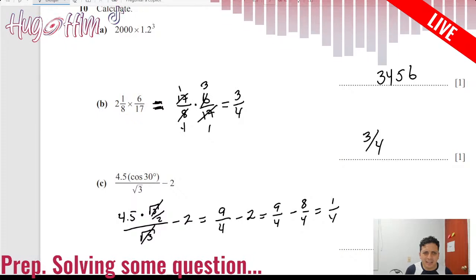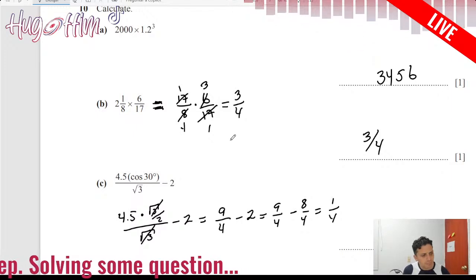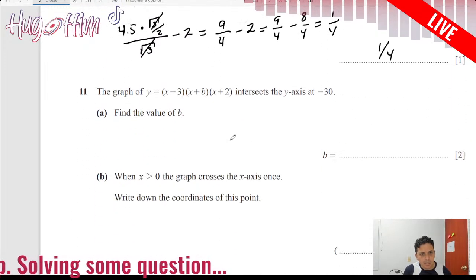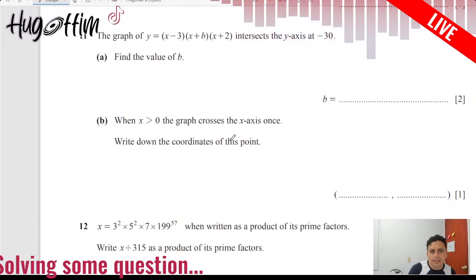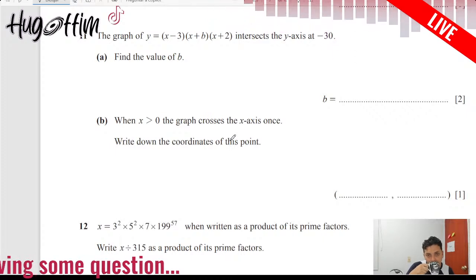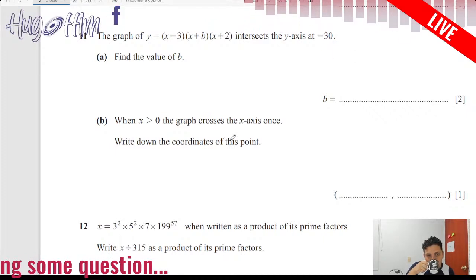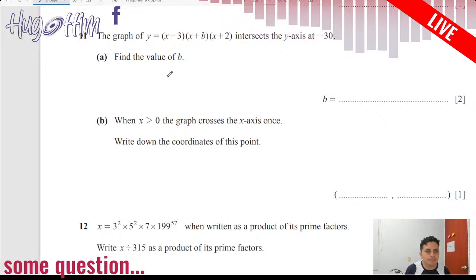That made me think that it's possible to do the first one without a calculator, you know? Okay, the graph of y = (x - 3)(x + b)(x + 2) intersects the y-axis at negative 30. Find the value of b.